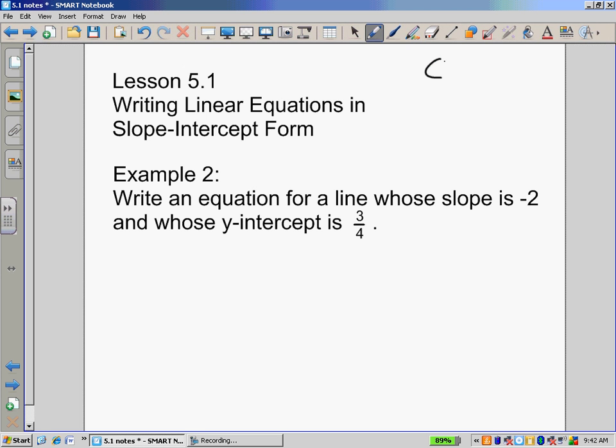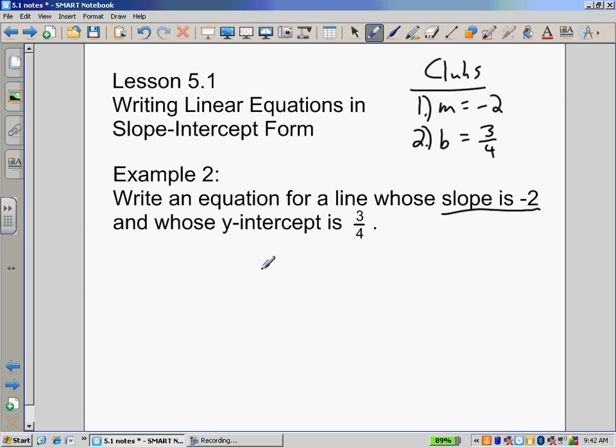Okay, again, looking for clues. First clue is the slope. This time I'll just write m, because that's the slope. Second one is the y-intercept. Write an equation for a line whose slope is -2. That's a clue right there. Whose y-intercept is 3/4. So the y-intercept is 3/4.